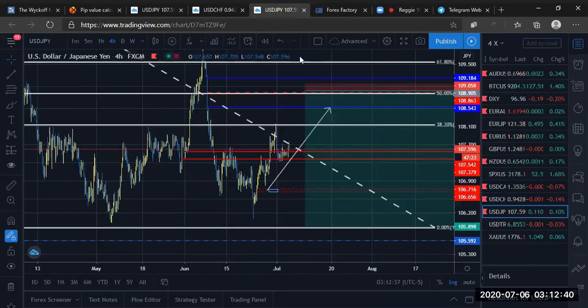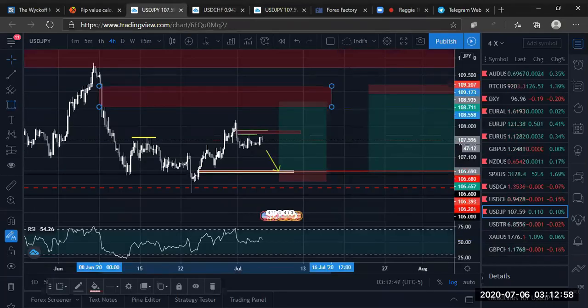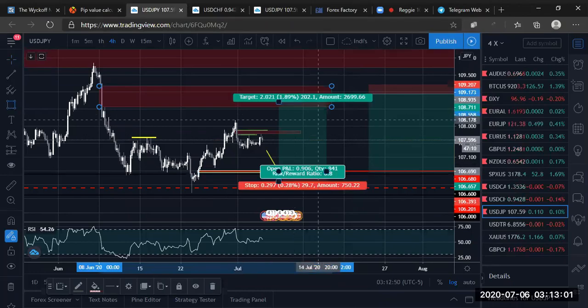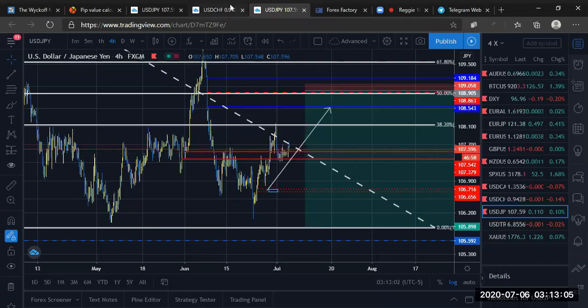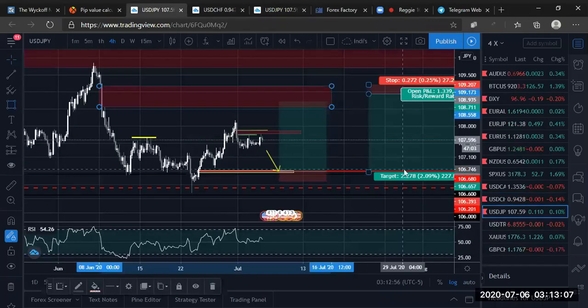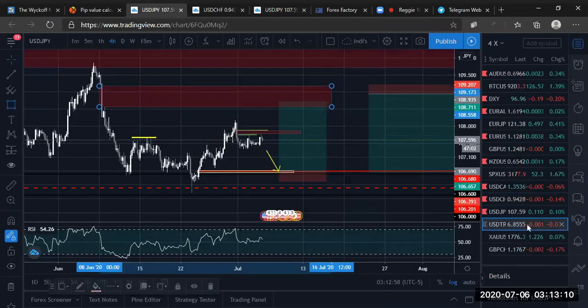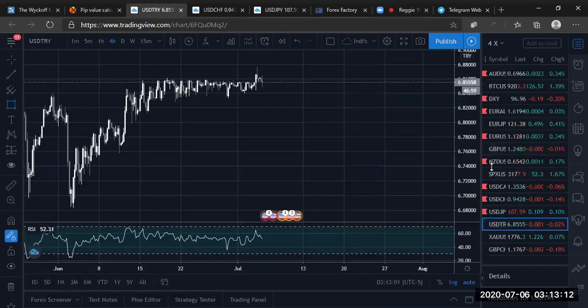Now, same thing for UJ right here. That same gap is right here. Right in this little area. And you want to come back to this gap and then take off to the downside. And I had this trade already set before I even had this one ready. So, check it, buy it back down. How far is he going to go? I don't know. I want my 300, 200 pips, however far it goes. And, I mean, that's pretty much it.